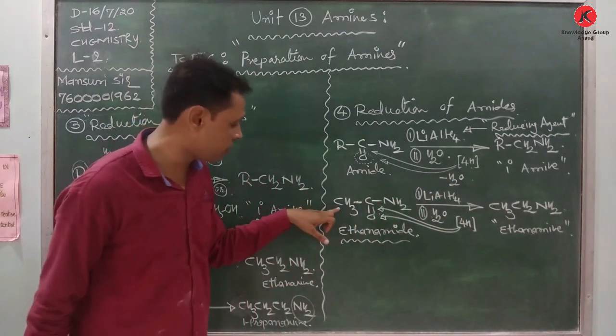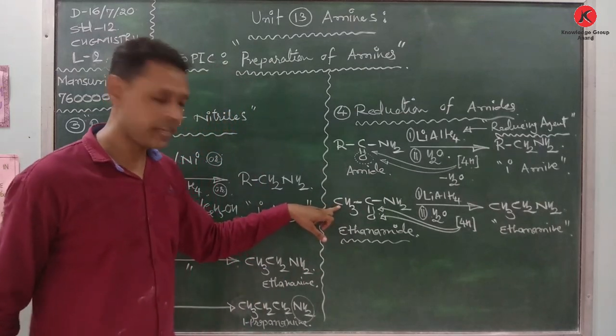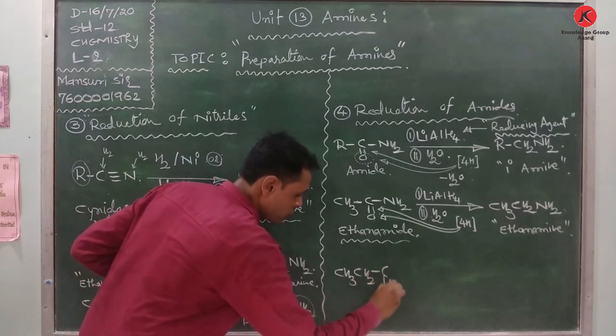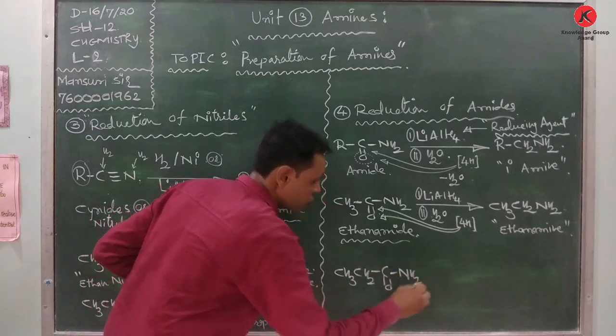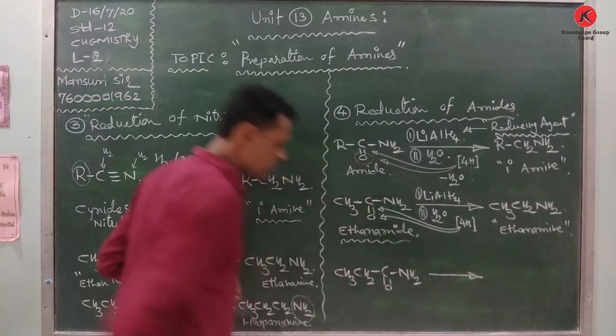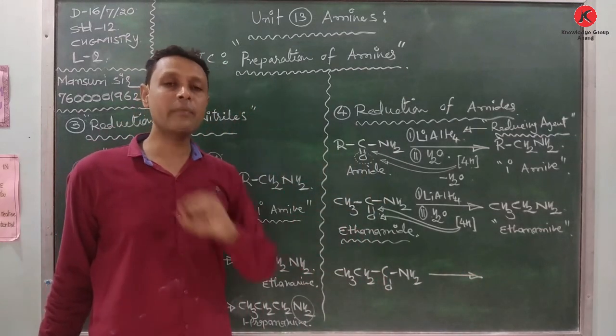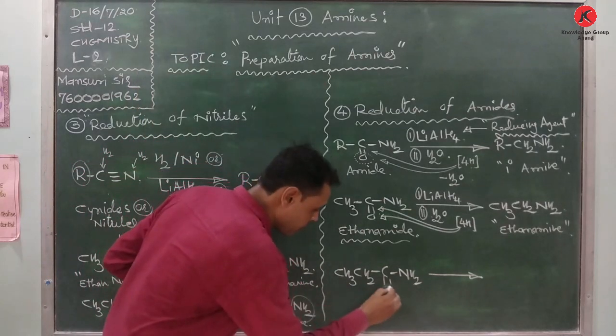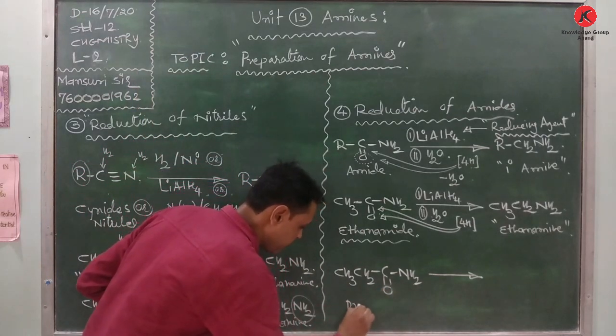Now we move from CH3 to CH3CH2. CH3CH2CONH2. That means here you are given 3 carbons and an amide. That means propanamide. This is my carbonyl group. Propanamide.